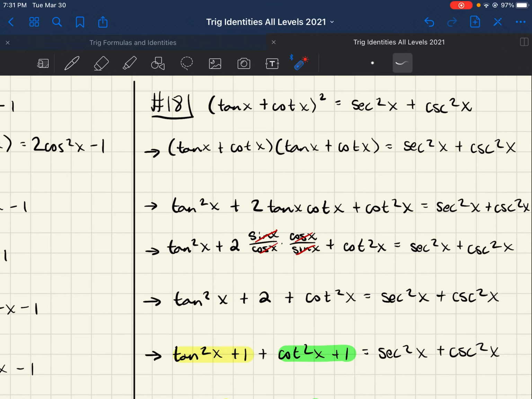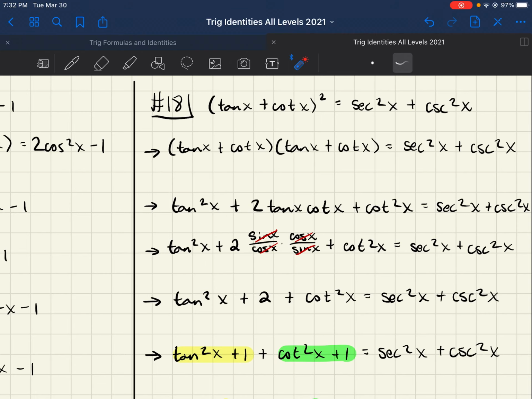Notice, though, that tangent times cotangent, well, first off, they're reciprocals of each other, so they're going to give you 1 anyway when you multiply. But if you want to see why they give you 1, tangent is sine over cosine, cotangent is cosine over sine. All these pieces cancel. You just get 2 times, really this all turns into a 1. Okay. So now we have tangent squared plus 2 plus cotangent squared.